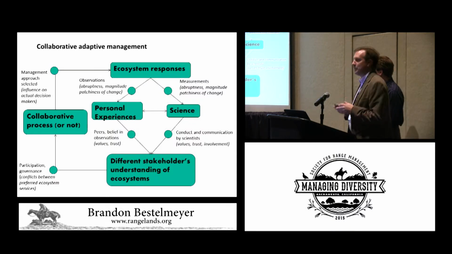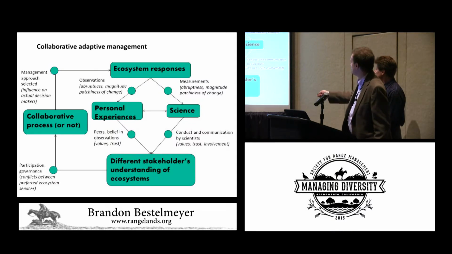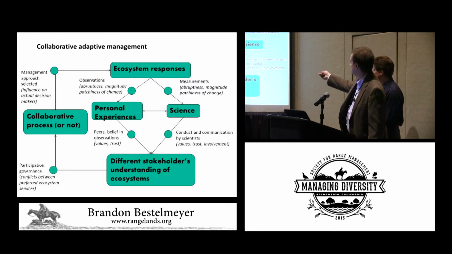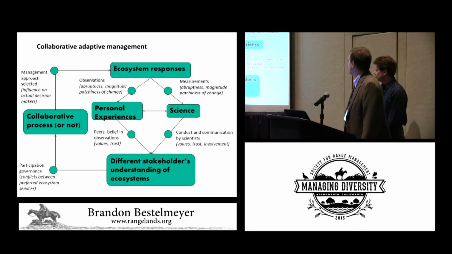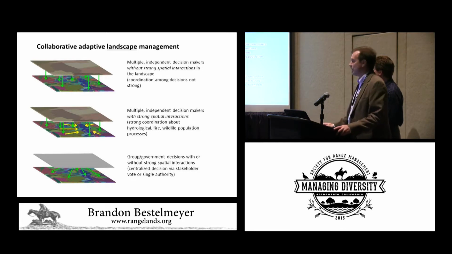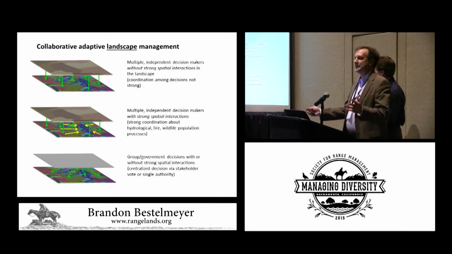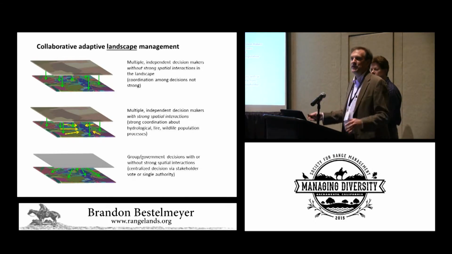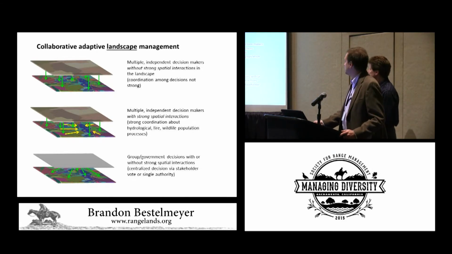When we talk about collaborative adaptive management, usually there's this collaborative process that integrates different stakeholders' understandings of ecosystems that then feeds into the management decisions that are affecting ecosystem responses. And then there's collaborative adaptive landscape management. And this is really just focusing attention on that spatial dimension of this process.